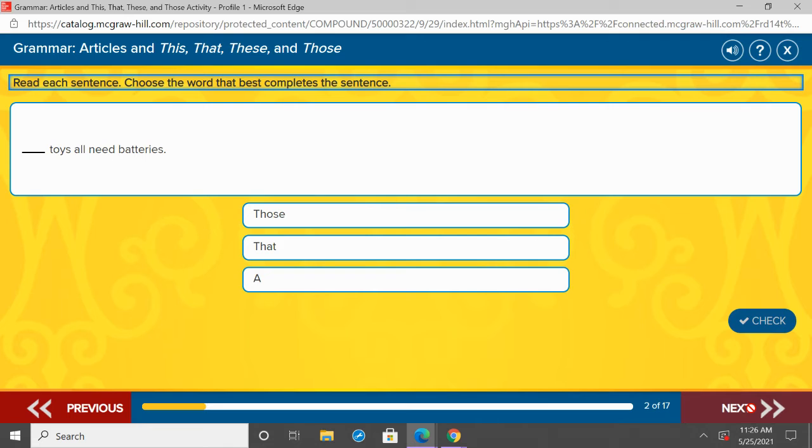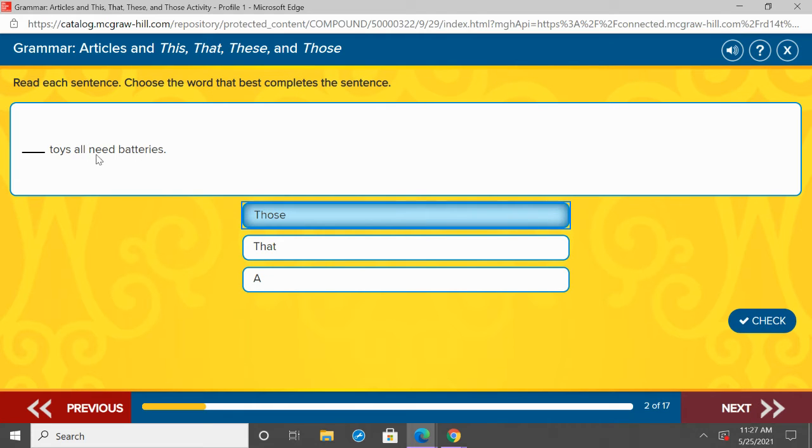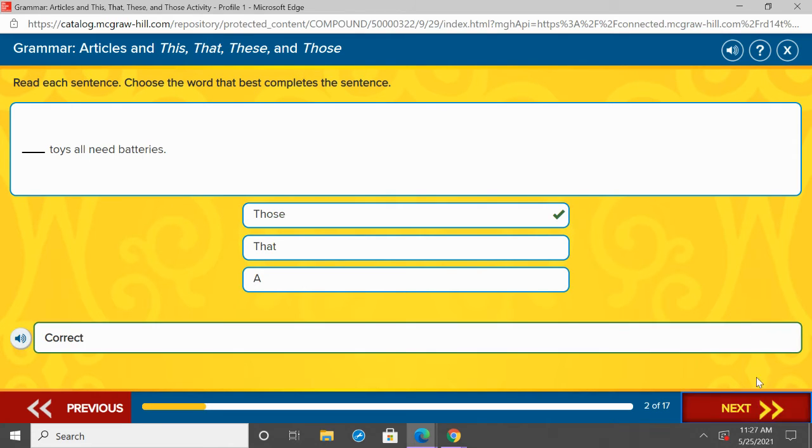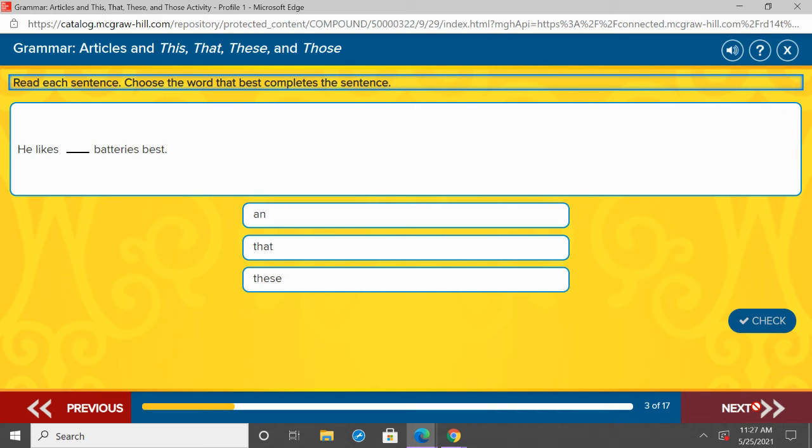This next one, blank toys all need batteries. We see toys there, so that's plural, more than one. Our options are those, that, or a. Well, that and a are for singular, so we need to use those. Those toys all need batteries. They help us know how many or how close. Fantastic.